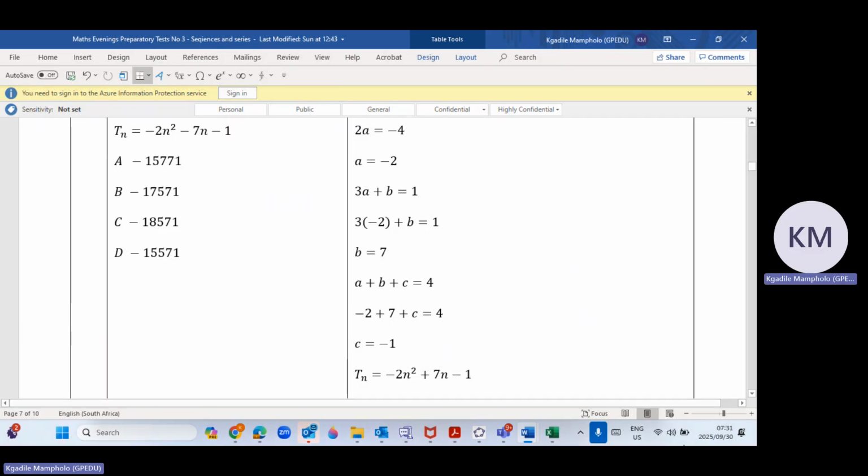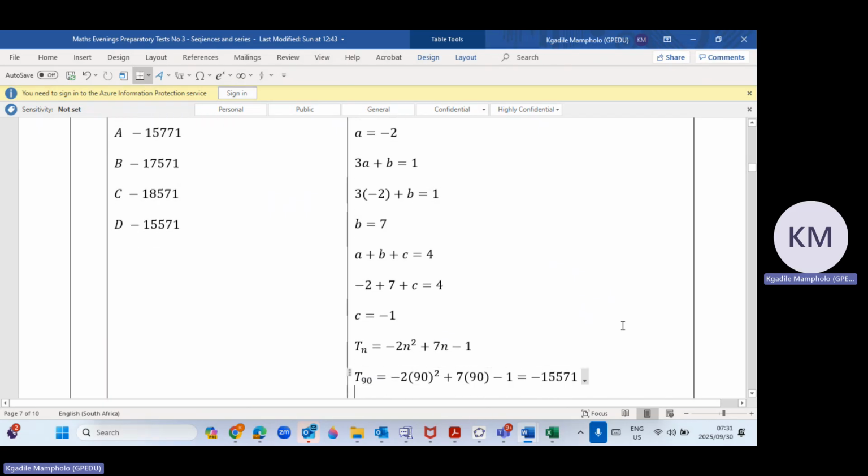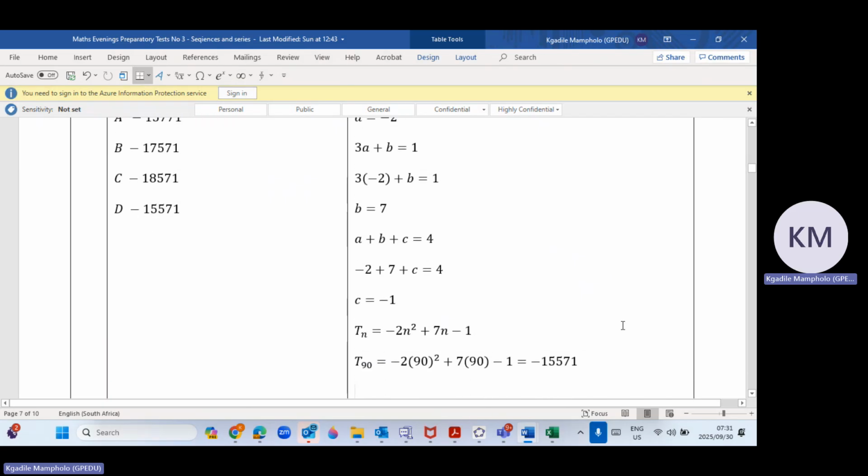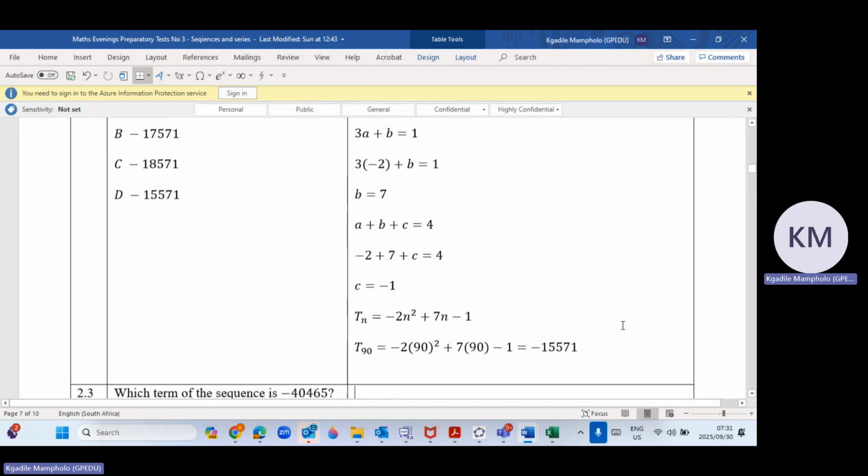And then here, when you calculate, you'll find that your 90th term is equal to -15,571.